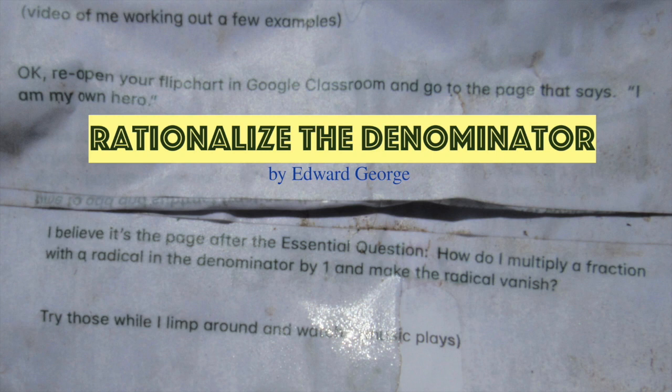Okay. Reopen your flip chart in Google Classroom and go to the page that says I am my own hero. I believe it's the page after the essential question. How do I multiply a fraction with a radical in the denominator by 1 and make the radical vanish? Try those while I limp around and watch. Thanks.